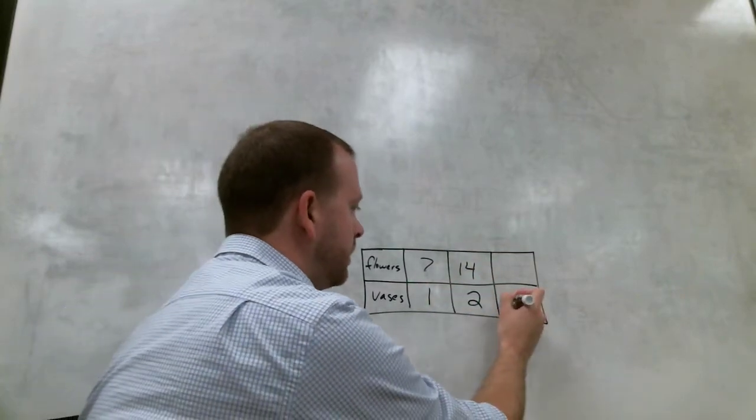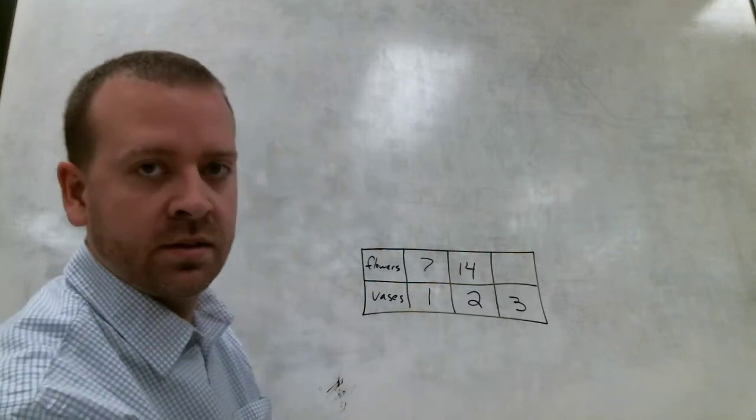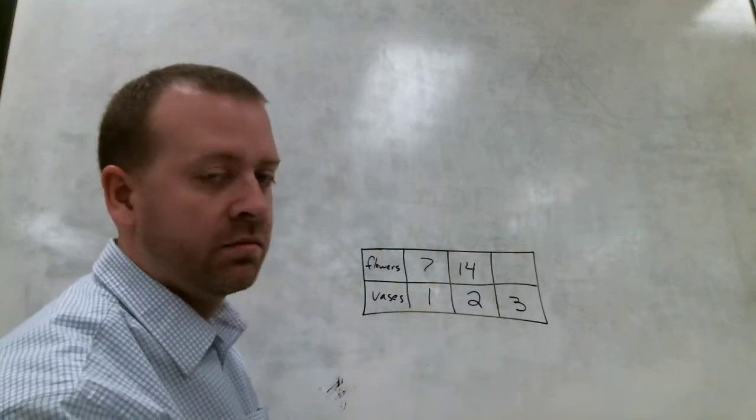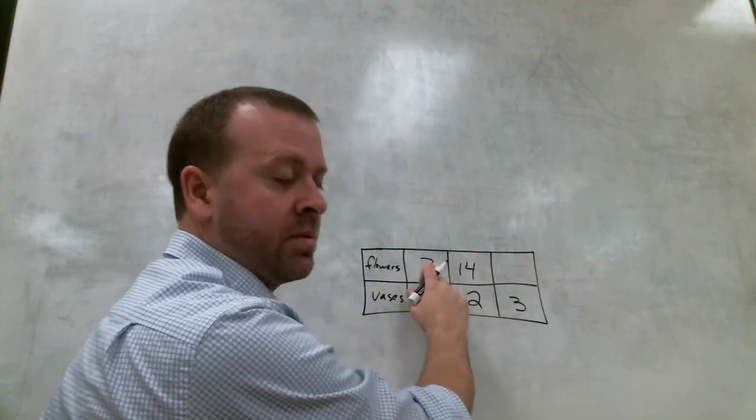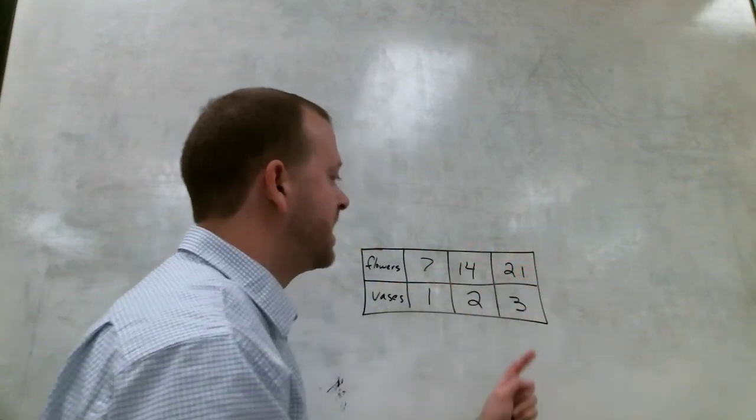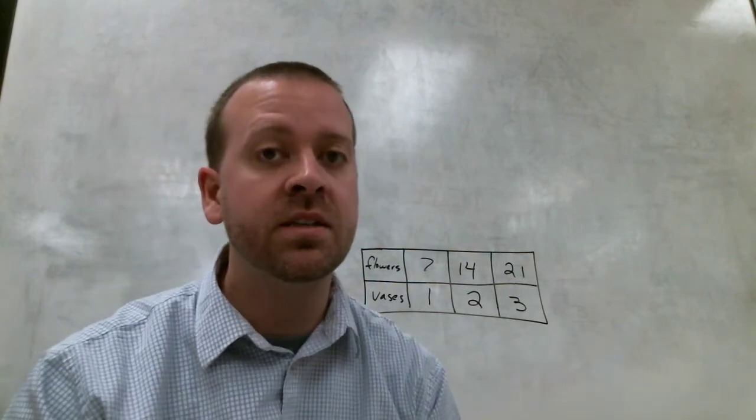Okay? Let's say there's 3 vases. What did I do to this to make that? I multiplied it by 3. So I have to take this and multiply it by 3. Gives me 21. Once again, an equivalent ratio. And this should be something that's very familiar.